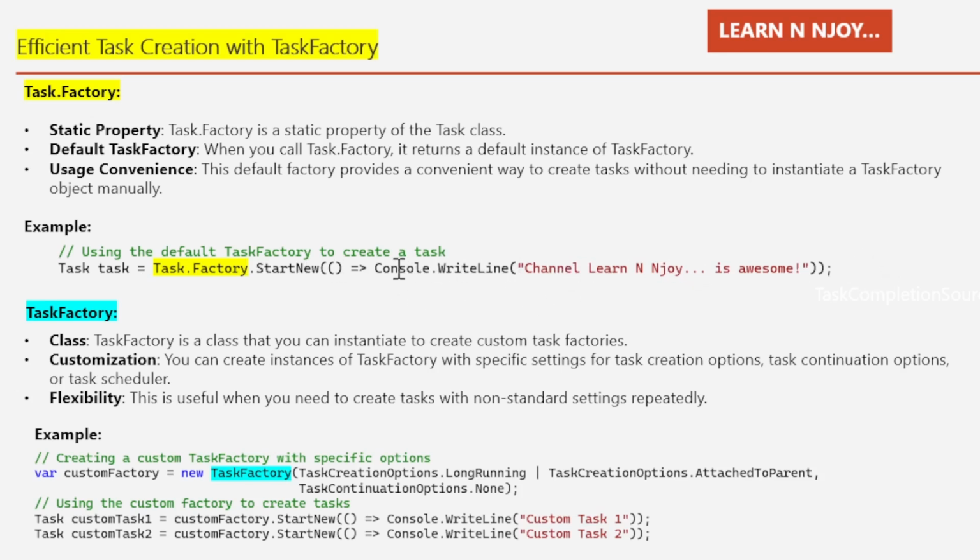So basically in this example, we are using the default task factory to create a task. That's what I have written, Task.Factory. Then we are calling the StartNew method to start the task. Here I am just passing in an action delegate in terms of a lambda expression. That's how we create a task with the help of the default task factory. That's why we are using Task.Factory, a static property, over here.